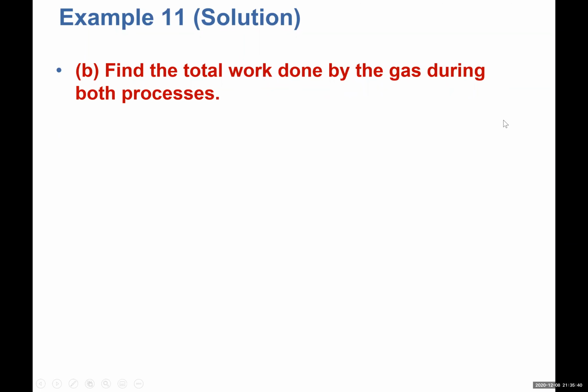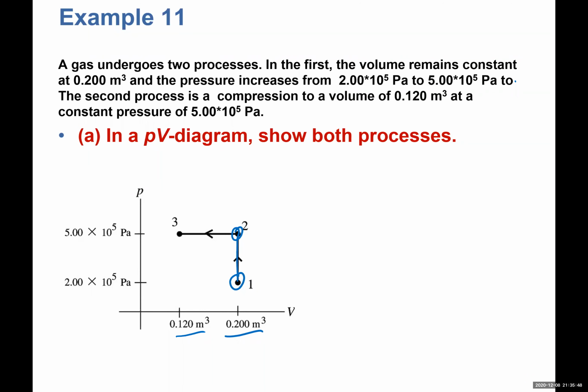Next, we want to find the total work done by the gas during both processes. All right, so if we go back here, let's say first the work done going from 1 to 2. Well, we know that this is 0, right? It's an isochoric process. For an isochoric process, work done is 0. Then going from 2 to 3, what I have here is just P times delta V. Pressure remains constant and volume changes.